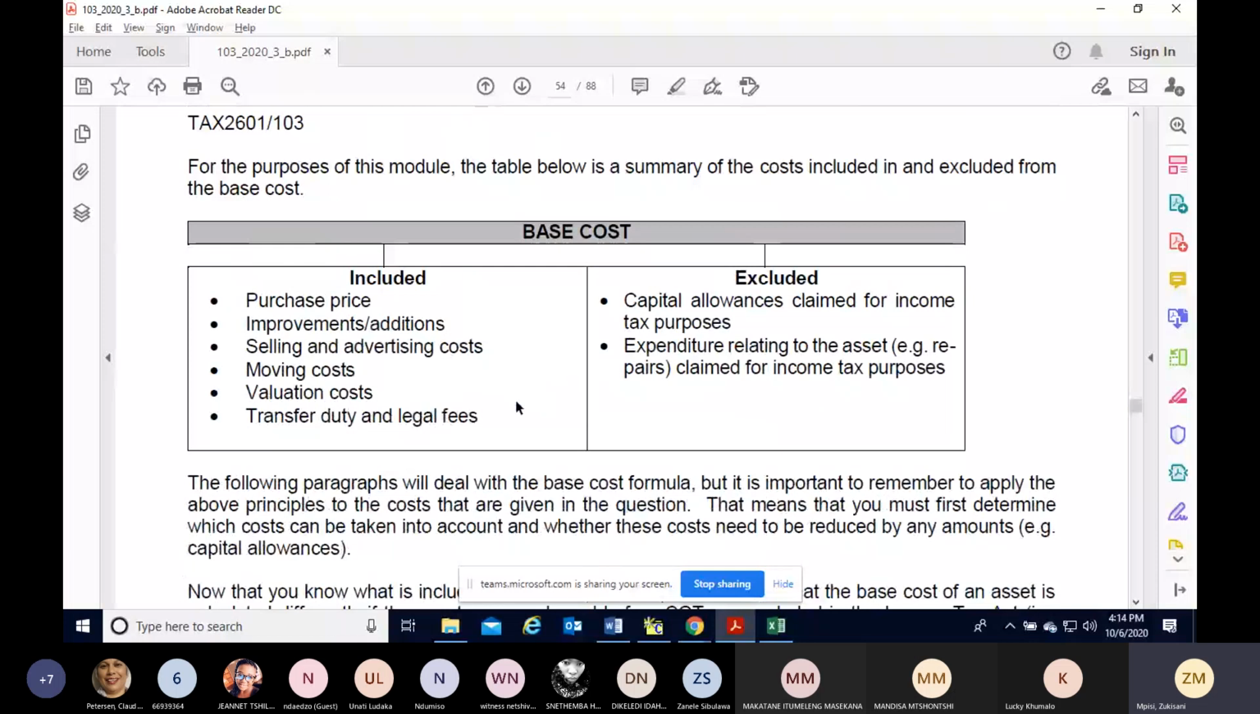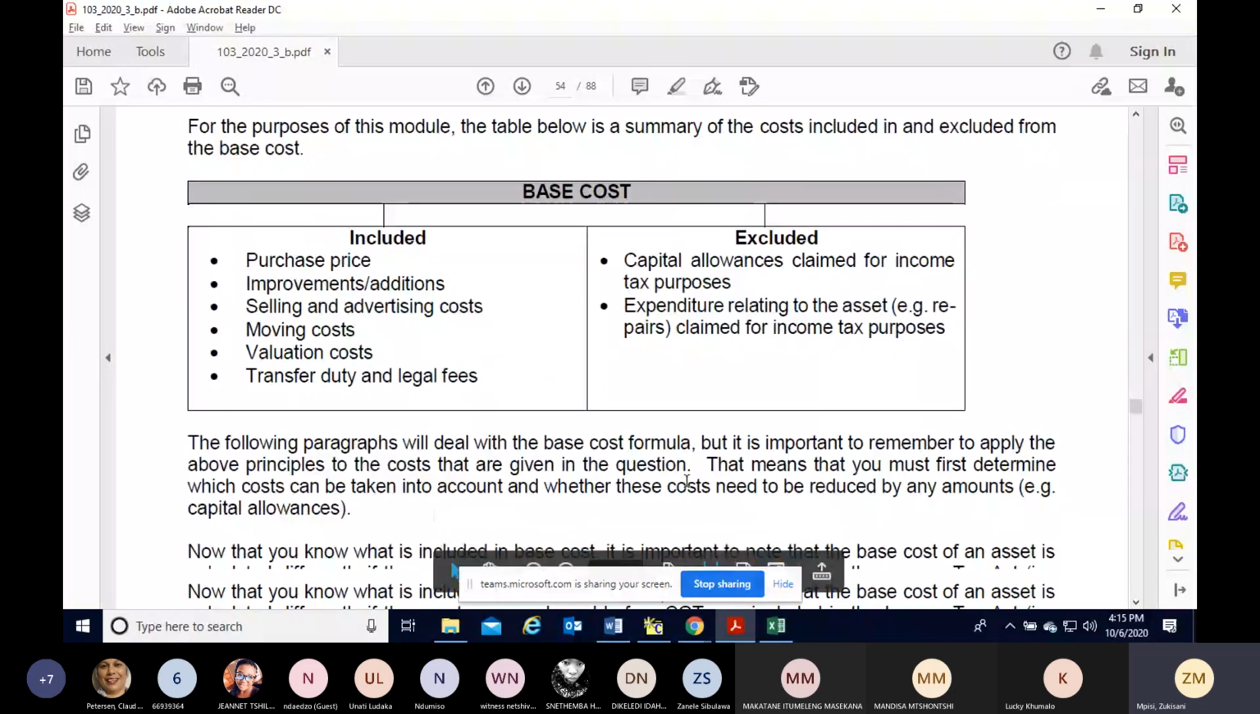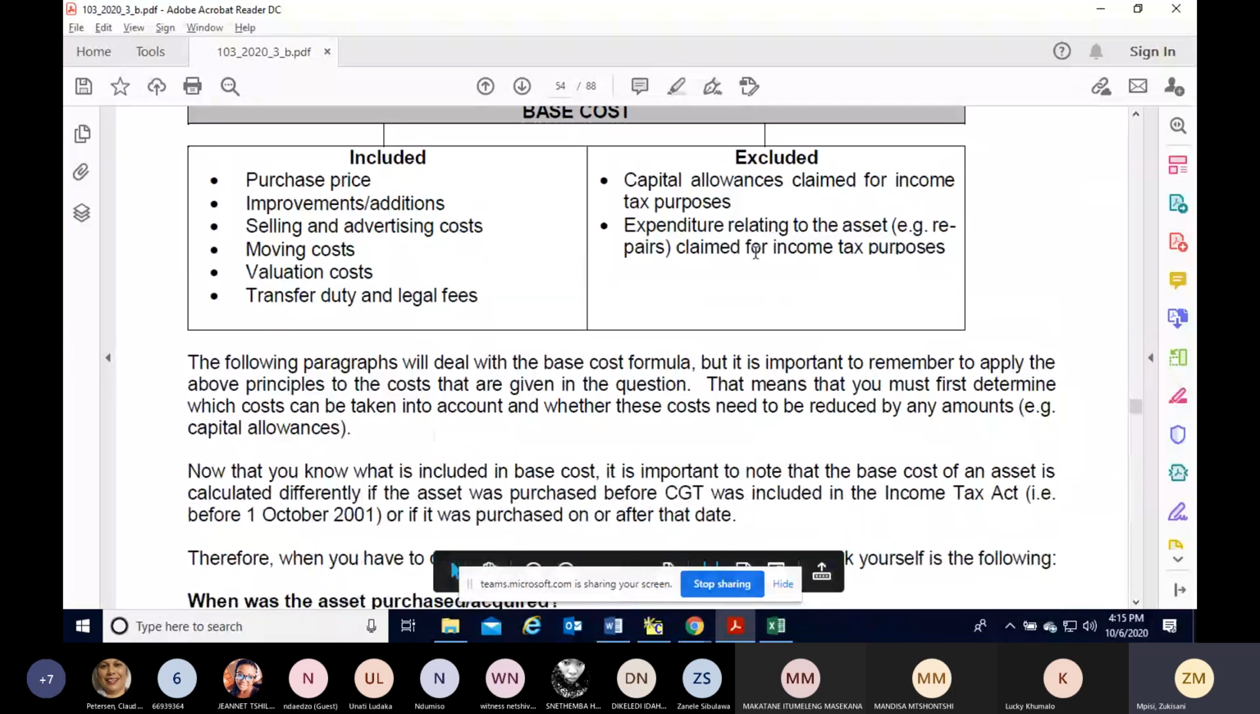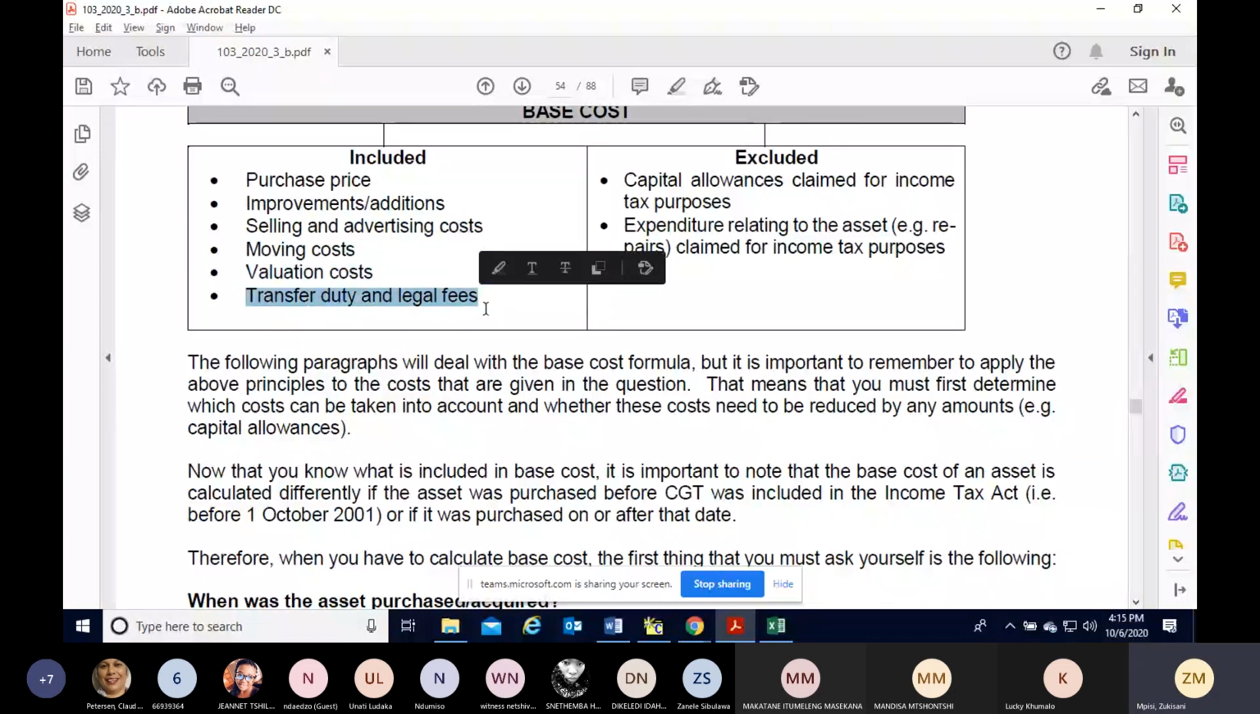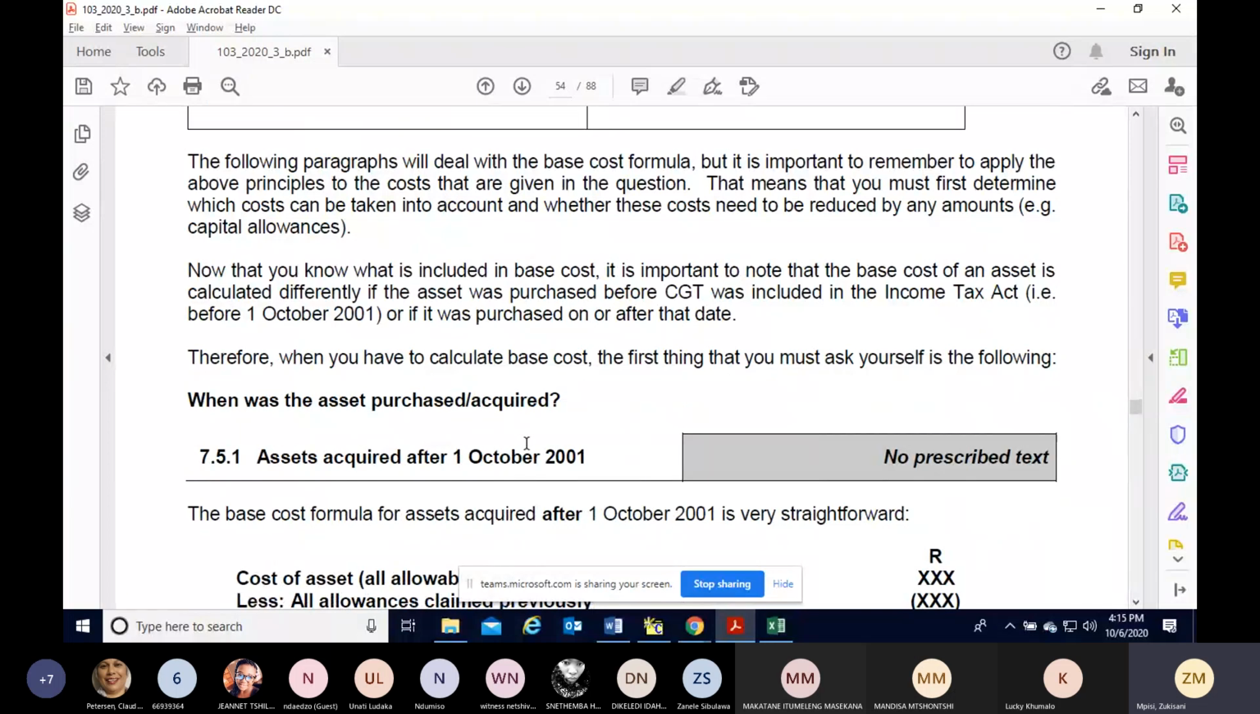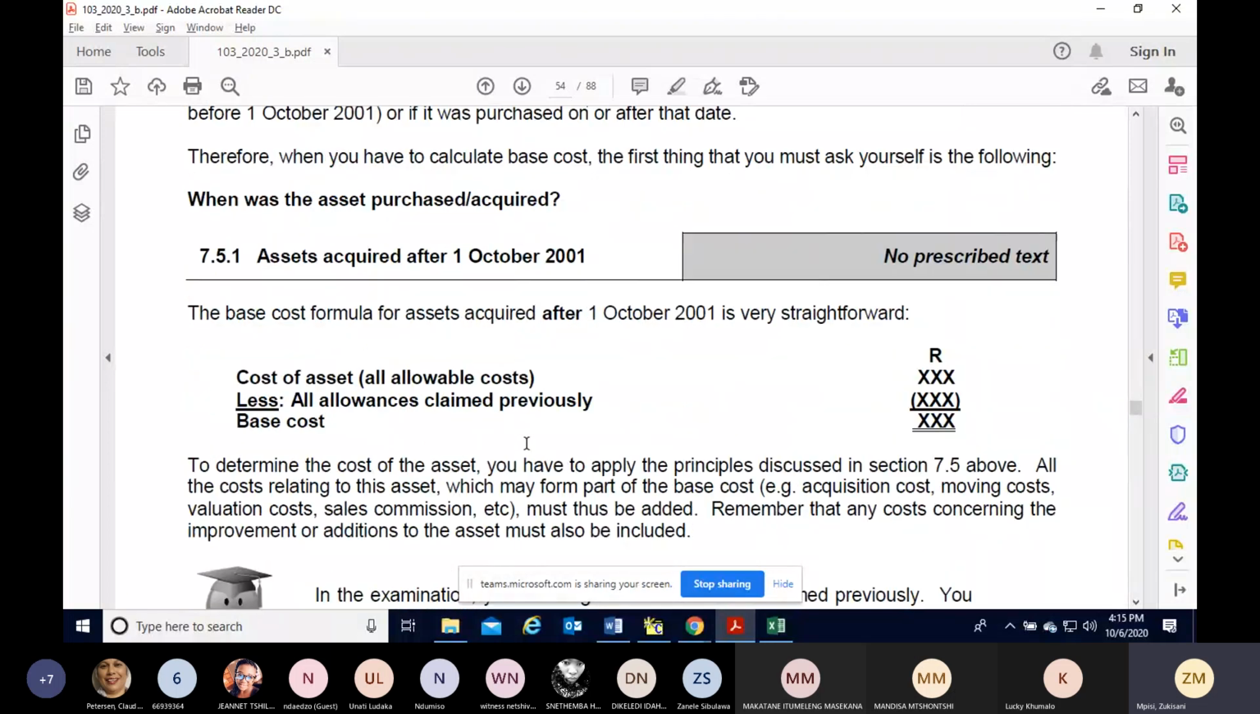So this is a summary for you to take note of what is included and what is excluded. So it is capital allowances and expenditure relating to the assets. What is included is the purchase price as per the invoice or agreement, improvements, additions, selling and advertising costs, moving costs, valuation costs, transfer duty, and legal fees. So these are the important things that you need to know.